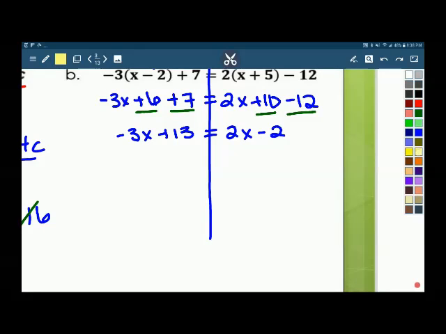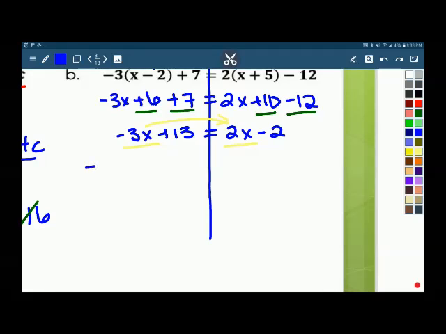My next goal is to get the two variables on the same side. My tip to you was to make sure to grab the smaller of the two. So I'm going to make the -3x go to the other side since -3 is less than positive 2. Since it's -3x, I'm going to insert a positive 3x on both sides.